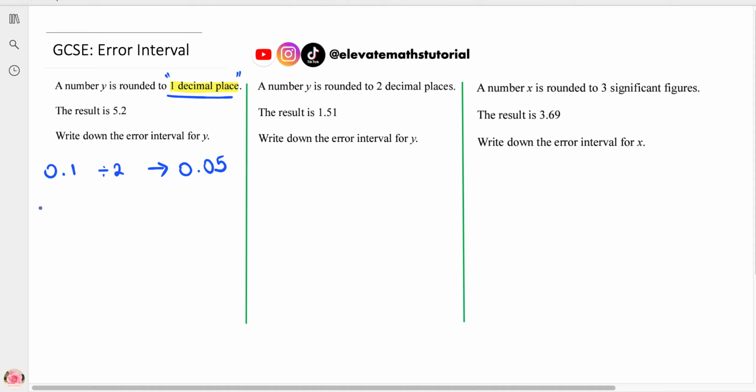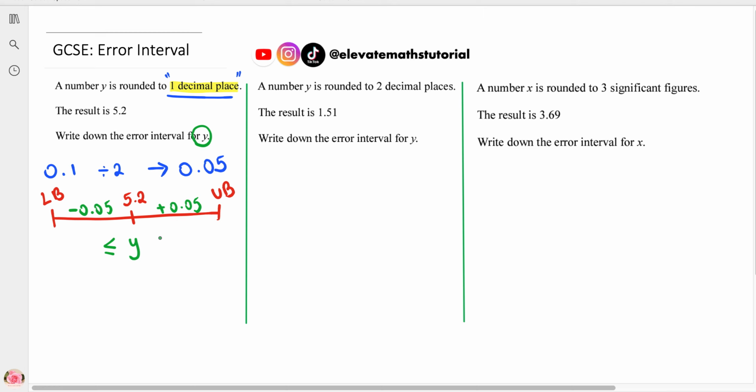So in order to find the error interval, your number is right in the middle. So the answer that you found is 5.2. You have a lower bound and you have an upper bound. Okay, so what we do with the 0.05 is we subtract 0.05 in order to find the lower bound, and we add 0.05 in order to find the upper bound. Okay, so the number is 5.2. They're calling this y. Normally in the exam, they give you an inequality set. Sometimes they don't, they just give you a blank space to write the answer.